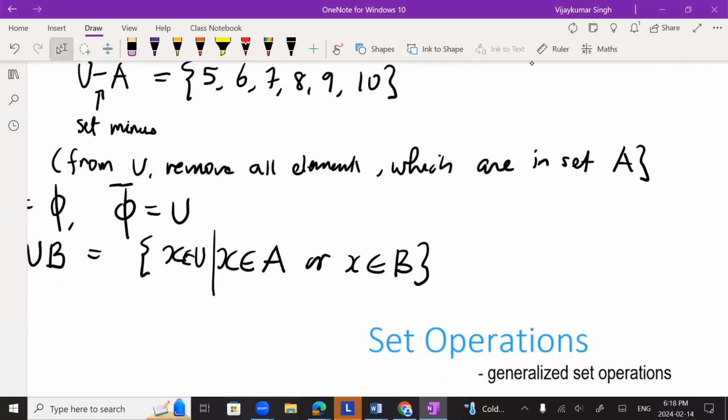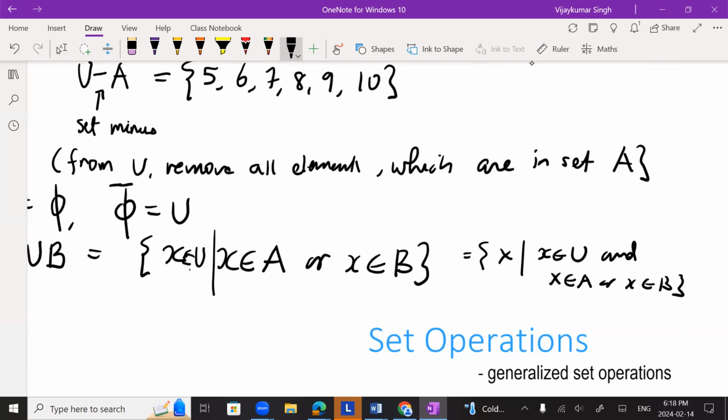All right. You will say, okay, why did you write it here? Can we write it here? Yes, you could have written this here as well: X belongs to U and X belongs to A or X belongs to B. Makes sense, right? People generally don't write this because it's kind of clear. When we are talking about set theory, we have a universe in mind and it's fixed for that problem. Makes sense, right?